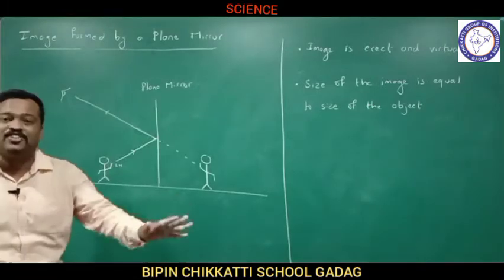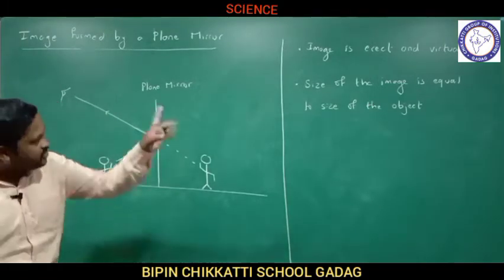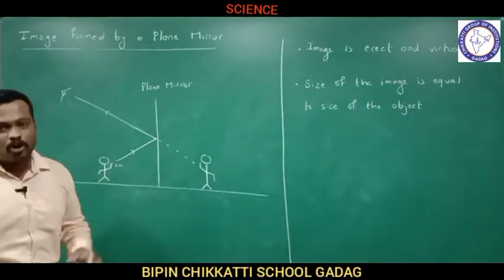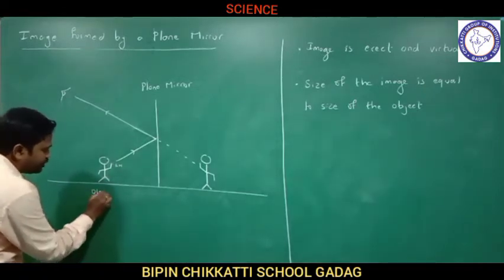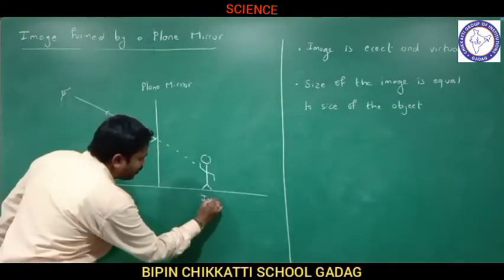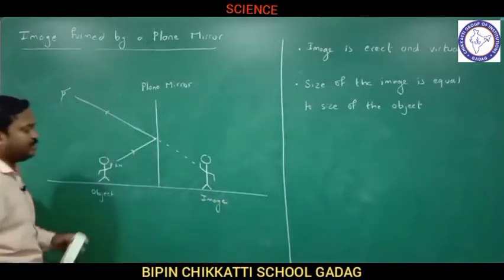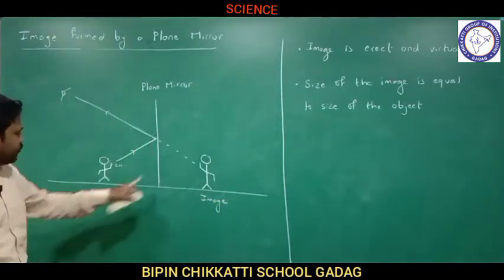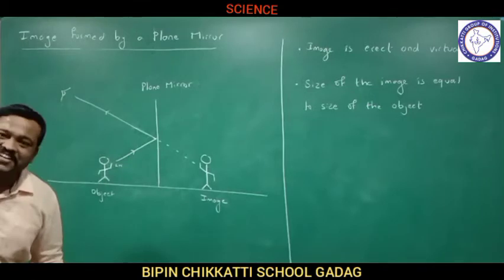There is no change in the height of the object, right? The size of the image is equal to the size of the object. This is the object, and this is the image that can be seen in the mirror. So the size of the object is equal to the size of the image.